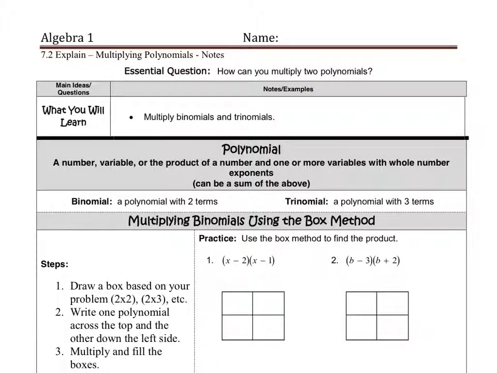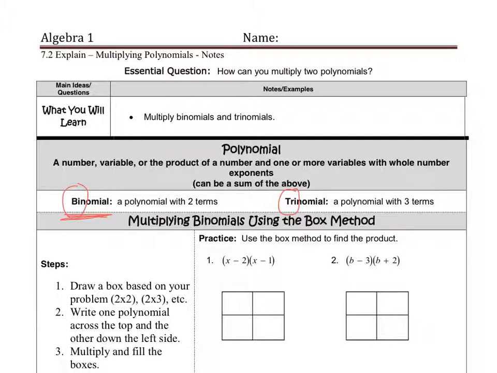Today we're going to start learning about multiplying polynomials. Just as a reminder, polynomials are expressions with two or more terms. Poly means many, so polynomial means many terms. We'll use these words interchangeably, polynomial or binomial. A binomial is two terms, bi means two, or a trinomial, which is three terms, or sometimes we'll just call it a polynomial. It could be two or three or more terms.